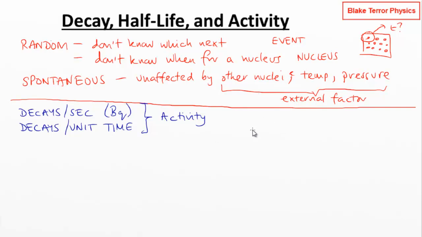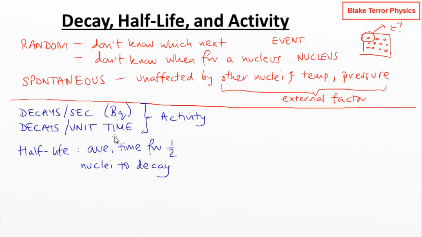Another thing that we've got is the half-life. So half-life is the average time for half of the nuclei to decay. So you can see it's got probabilities all the way through it. We've got average time, you're looking at a big sample and seeing how long it takes on average for half of that sample to have decayed down to something else.